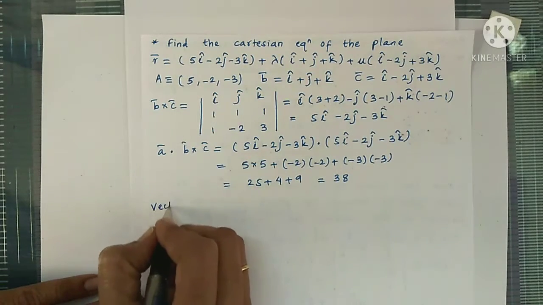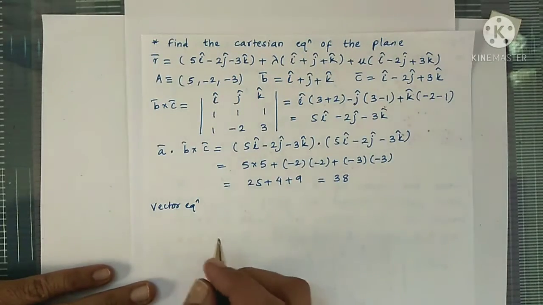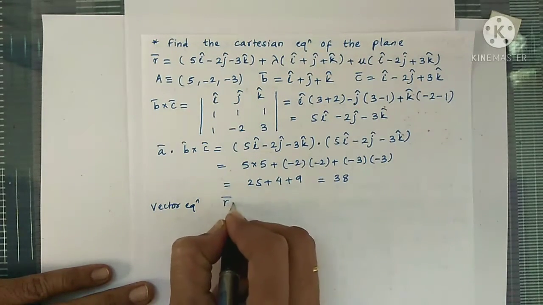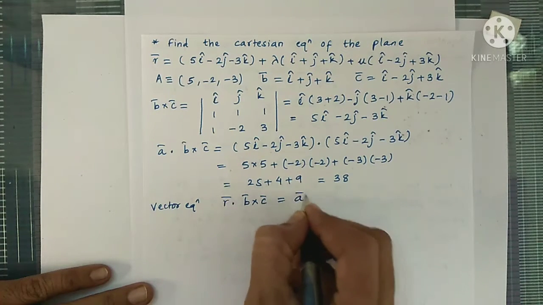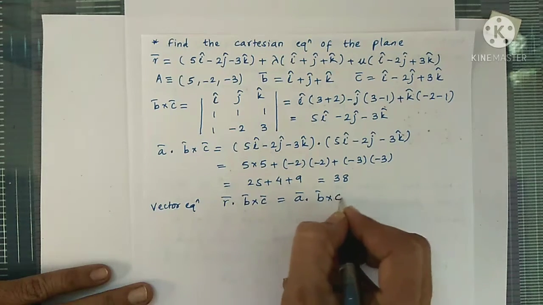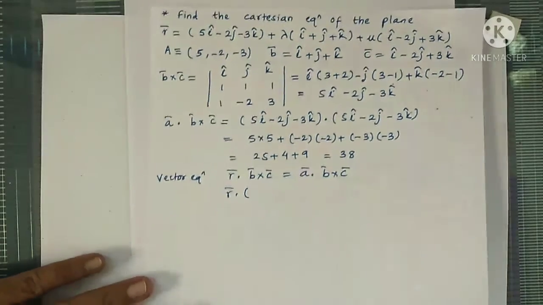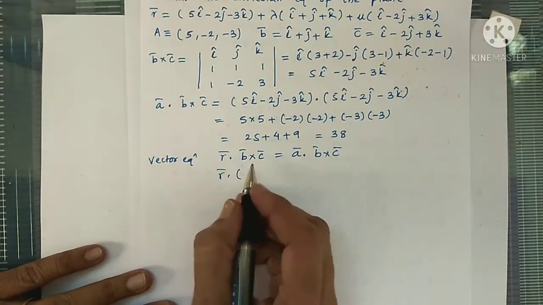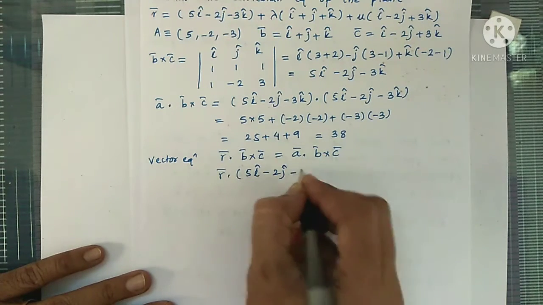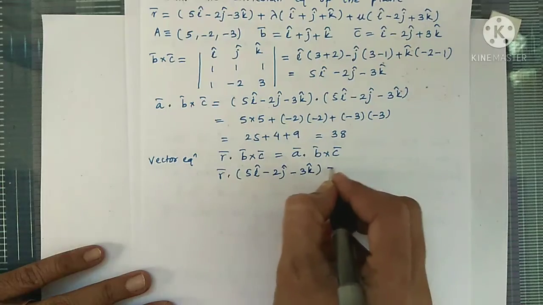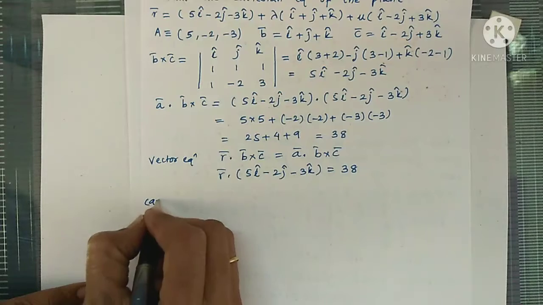So the vector equation, this is also a vector equation, but now we are writing it as r bar dot. So the vector equation is r bar dot. Always it's better to write the formula first. Now substitute b bar cross c bar and the value of a bar dot b bar cross c bar. So r bar dot (5 i cap minus 2 j cap minus 3 k cap) equal to 38. But the Cartesian form is asked.